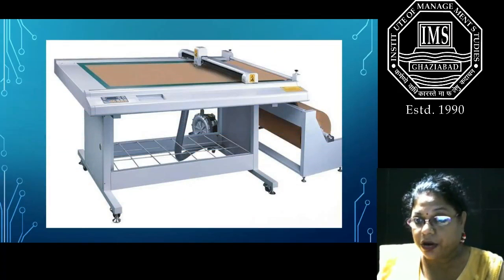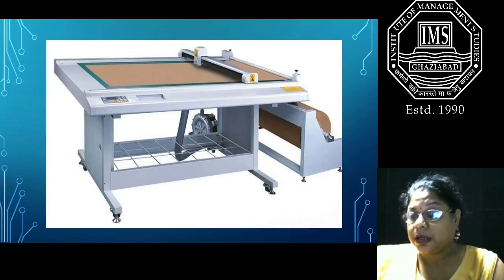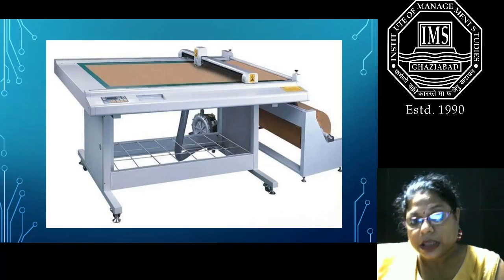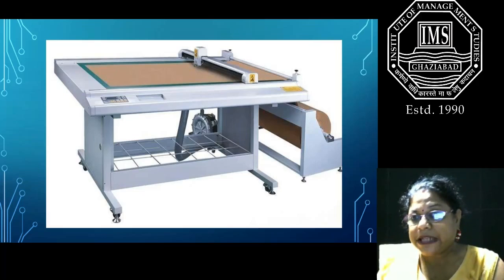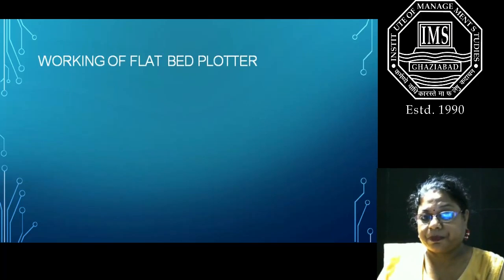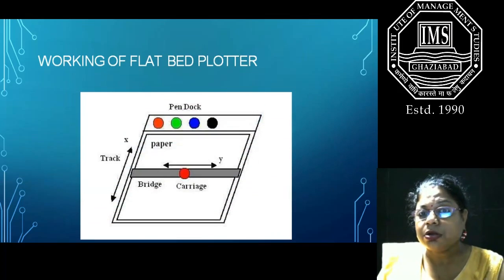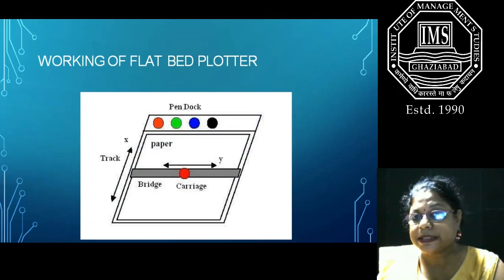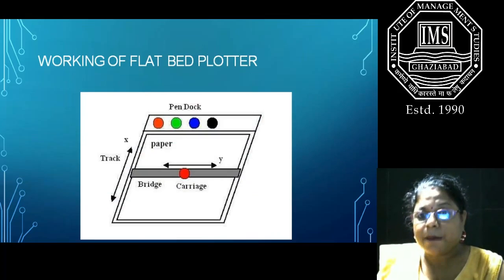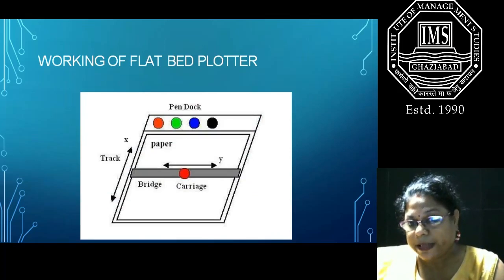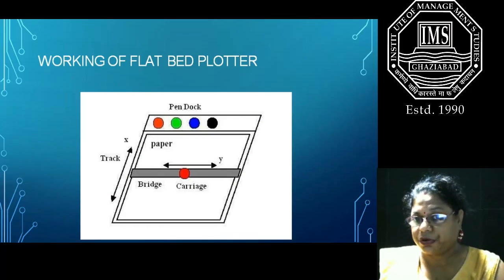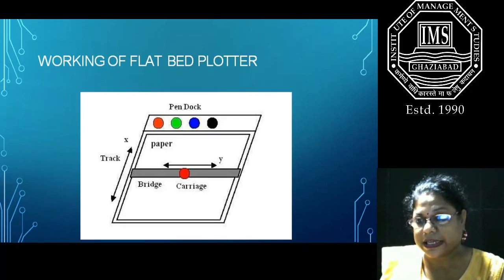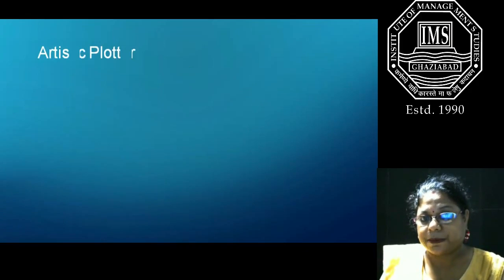Now this is a kind of flatbed plotter where the paper is fixed on the table and the pens are mounted onto the table's surface. As I told you, the working of the flatbed plotter is that these are a kind of pen dock where the pen is placed, and these pen docks will move here and there to draw the drawing on the piece of paper which is attached on the table surface.